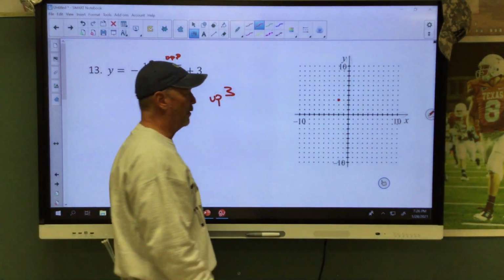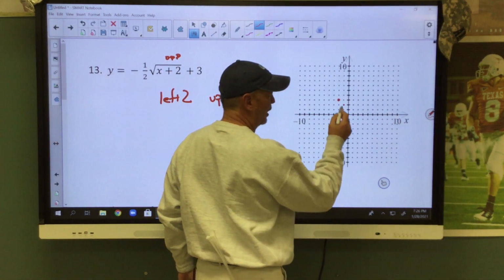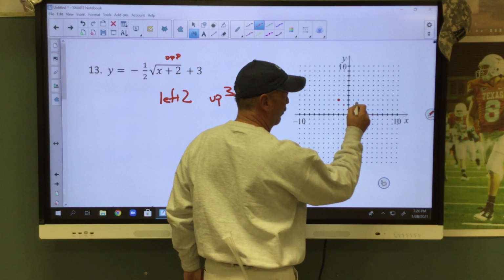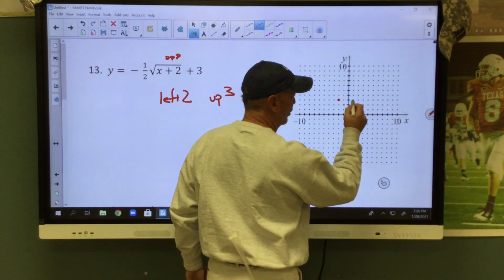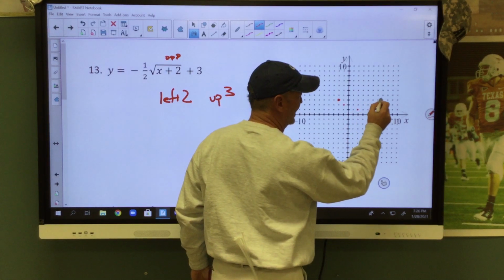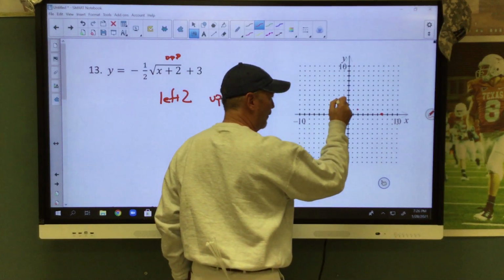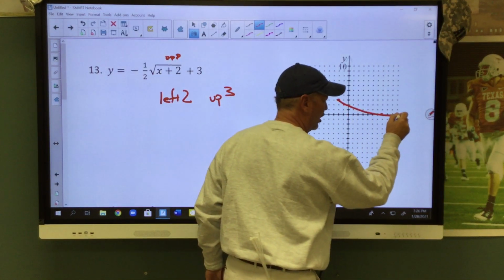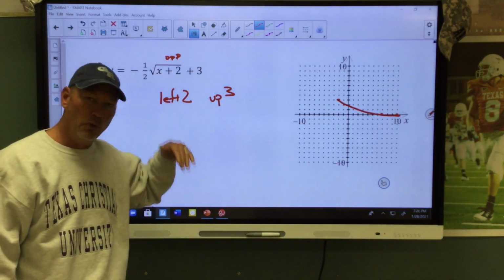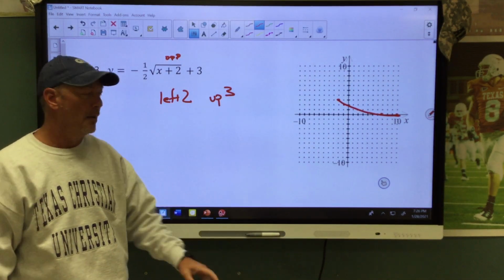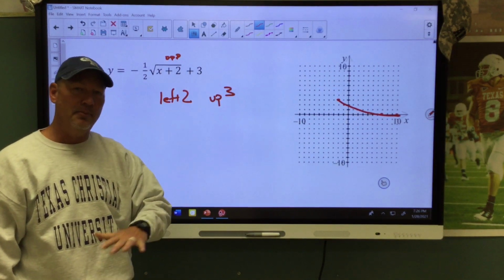Okay? My parent function says the square root of 1 is 1. The square root of 4 is 2. The square root of 9 is 3. That's your parent function. Your parent function should look like that. That's just the normal parent function with a vertical reflection. But I want to go what? I want to go half of that. Okay? I need to be half that.